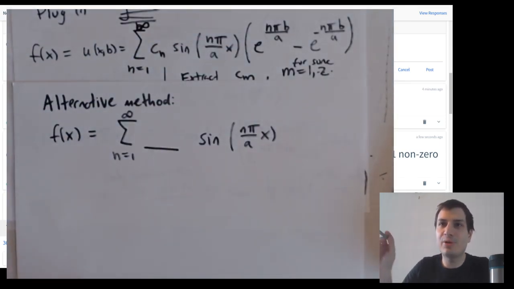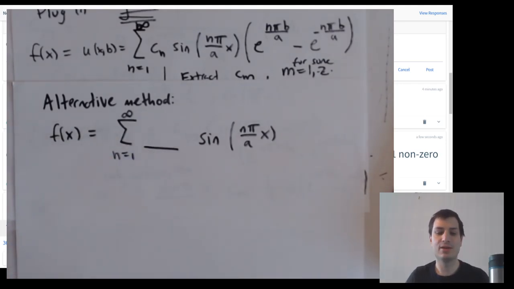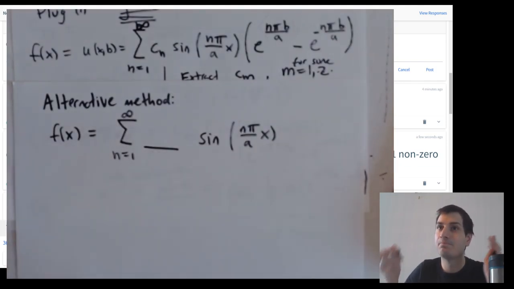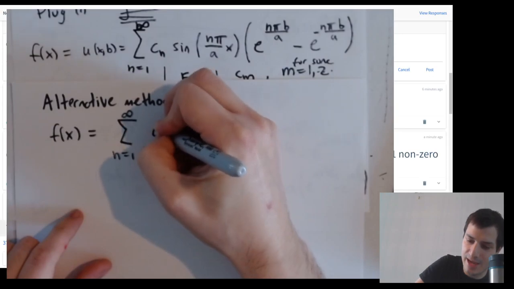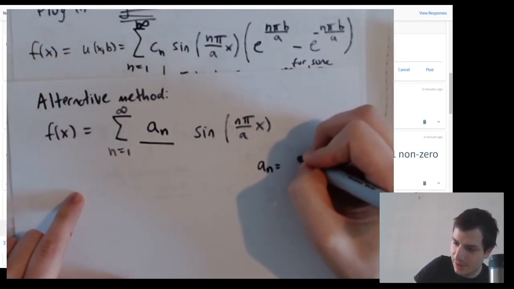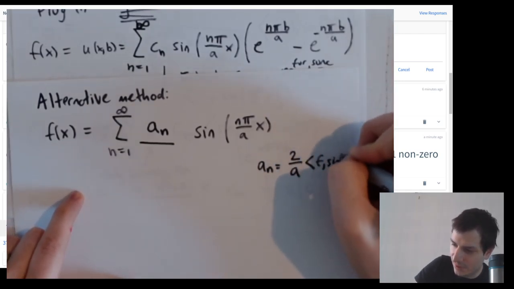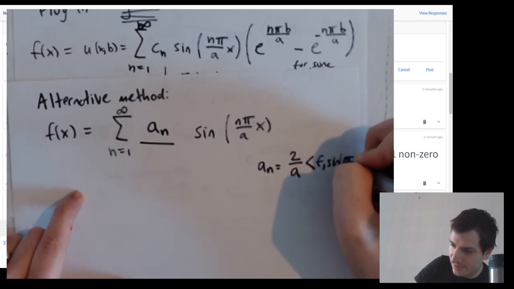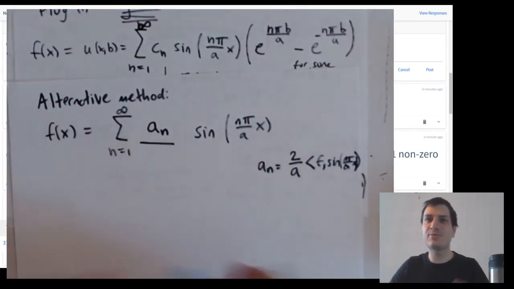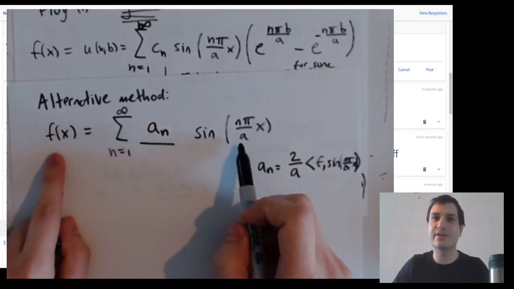In the example that I was being asked about last class, I knew what these coefficients were. They were like minus 1 to the n. So in general, what are they? There are some coefficients, let's call them a_n, and there's a formula for a_n. a_n is going to be something like 2 over a times the inner product of f with sine of n pi x over a. So this comes from the sine Fourier series for f.